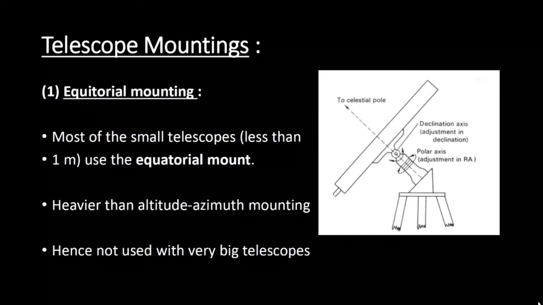So here, the diagram of equatorial mounting is shown. This is the angle that is equal to the latitude at the place where we are measuring. So next slide.